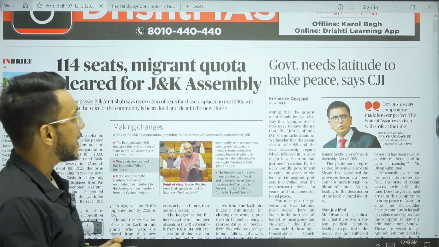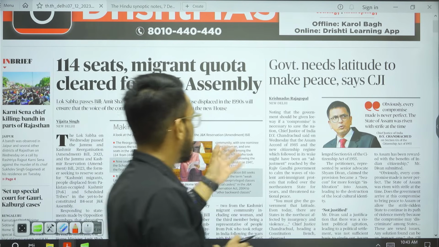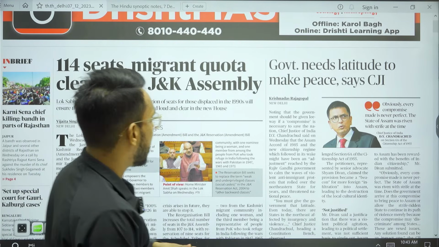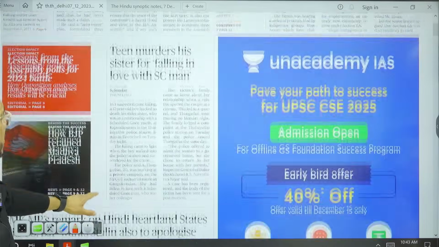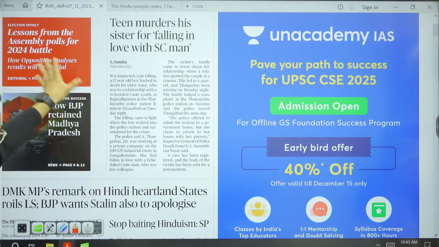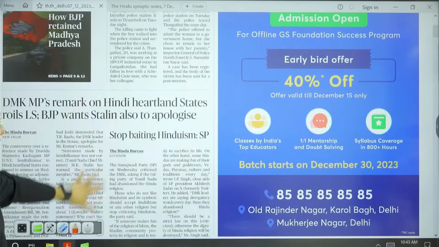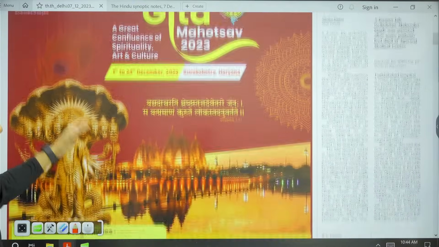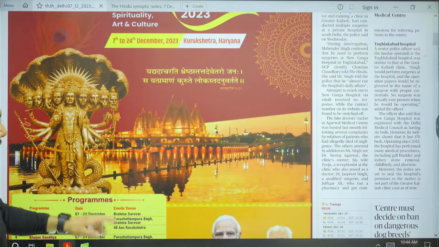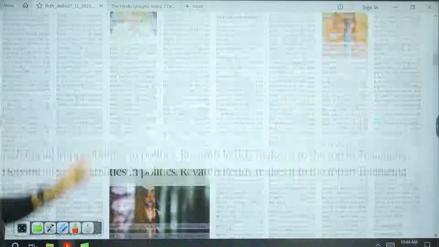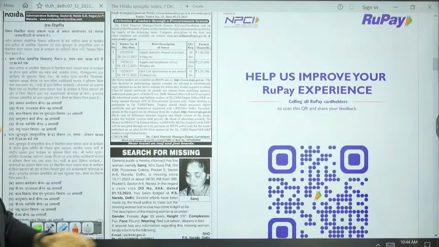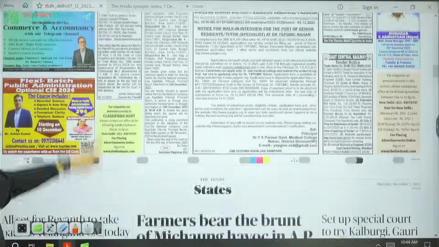Then, government needs latitude to make peace, says Chief Justice of India. Basically, the article says that the government should be given leeway in compromise. Moving on in this direction further, we don't have many relevant articles here for examination. Then in the city section, there are regional issues etc. Then further on, we have advertisements. So in the regional section, we don't have many relevant articles other than advertisements and such things.